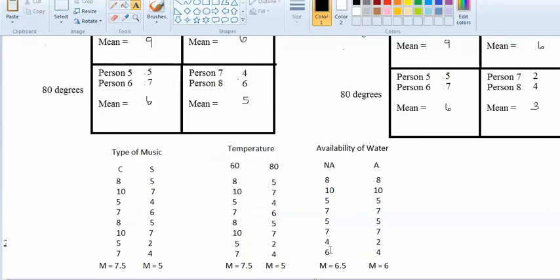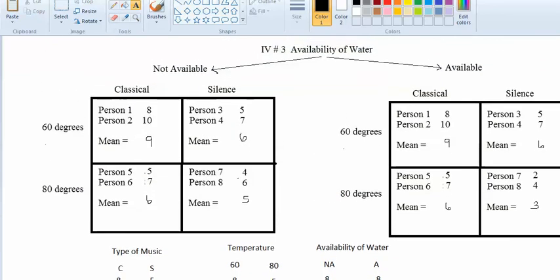I took the average of these 8 people and the average of these 8 people, and the two averages are not the same, so there was a main effect of availability of water. So since we found a difference all 3 times, we had 3 main effects. We had a main effect here, a main effect here, and a main effect here. So we had a main effect of all 3 independent variables.